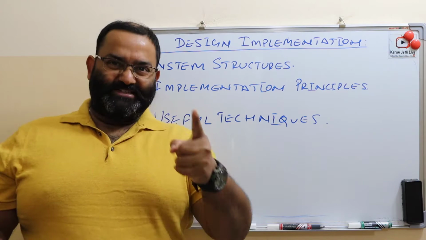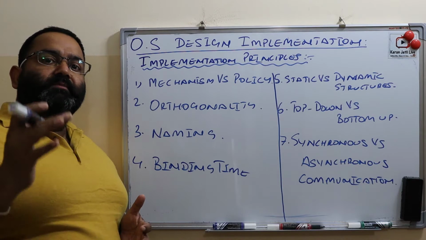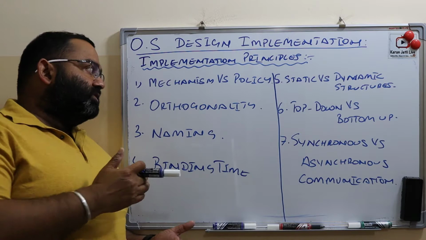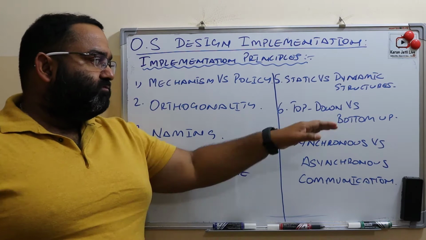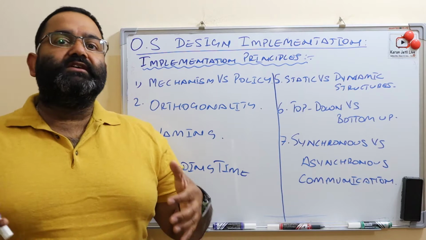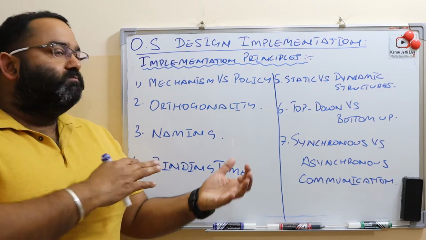There are a total of 7 operating system design implementation principles. The first one is mechanism versus policy. The second one is orthogonality. Then we have naming conventions, and then binding time, early binding versus late binding. Then we have static and dynamic structures. Then we have top-down design versus bottom-up design. And then we have synchronous versus asynchronous communication.